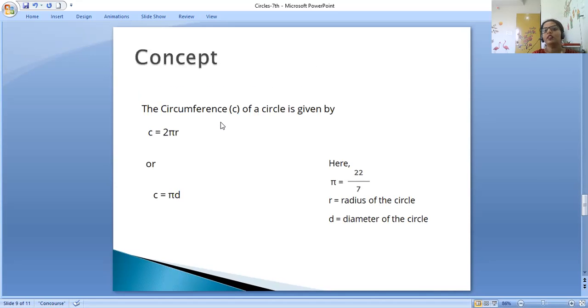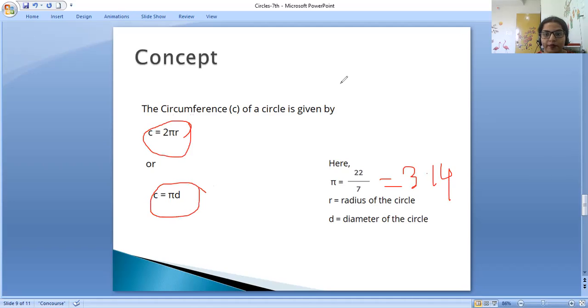Great. So what did we learn? The concept that we learned is that the circumference of a circle can be measured using the formula 2 pi r or pi d. Here d is diameter, r is radius, and pi's value is 22/7 or 3.14. We already found this out from our observation as well. So the circumference is 2 pi r or pi d. Please note this down. This is very important.